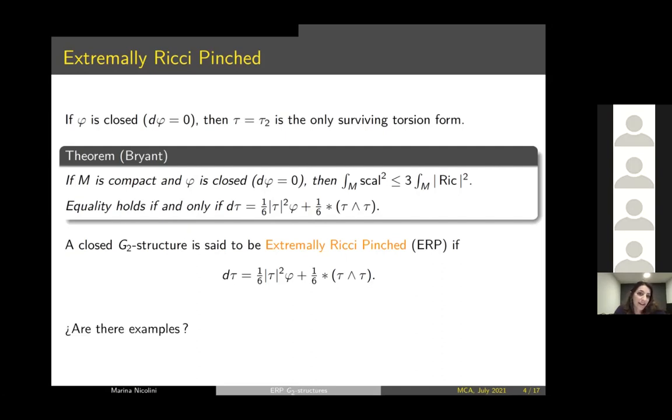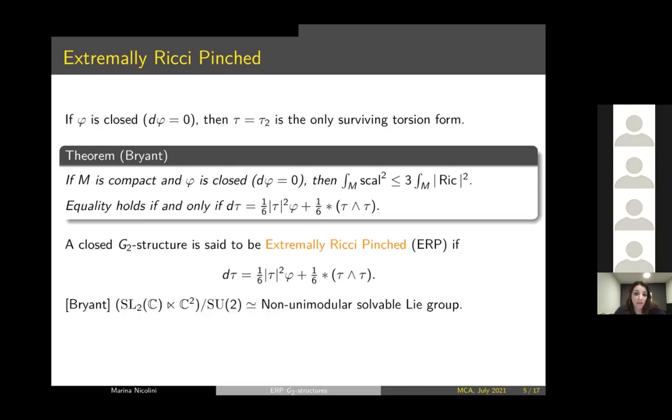So the first question is, are there examples? Of course, the first known example was given by Bryant, and he gave an example of an ERP G2 structure on this homogeneous presentation. Clayton and Ivanov proved that this is equivalent to an ERP G2 structure on a non-unimodular solvable Lie group.